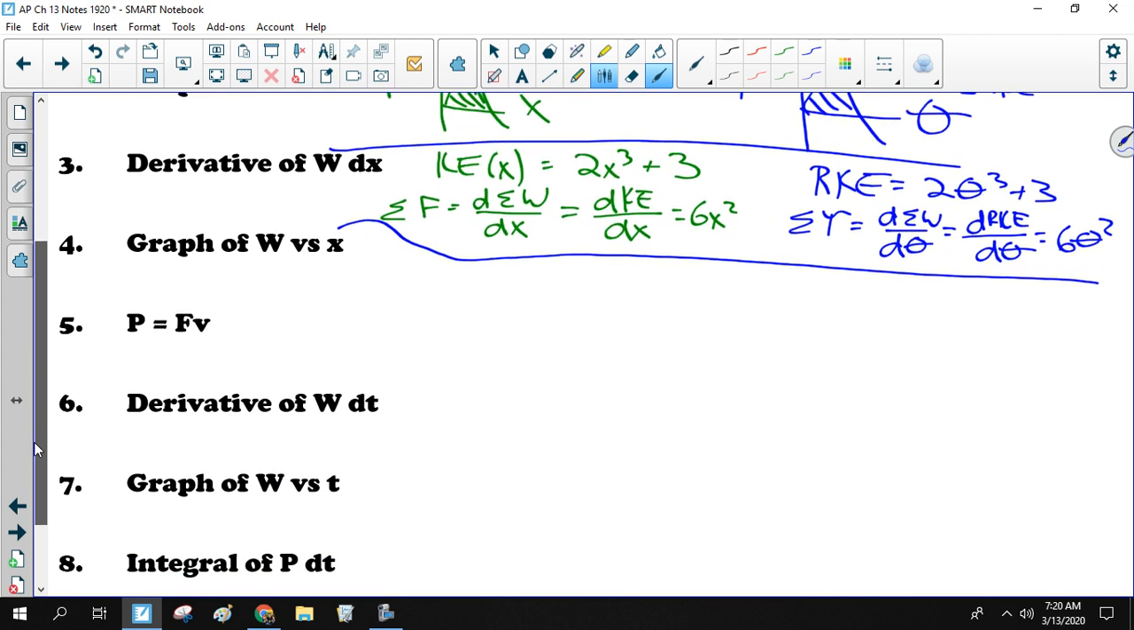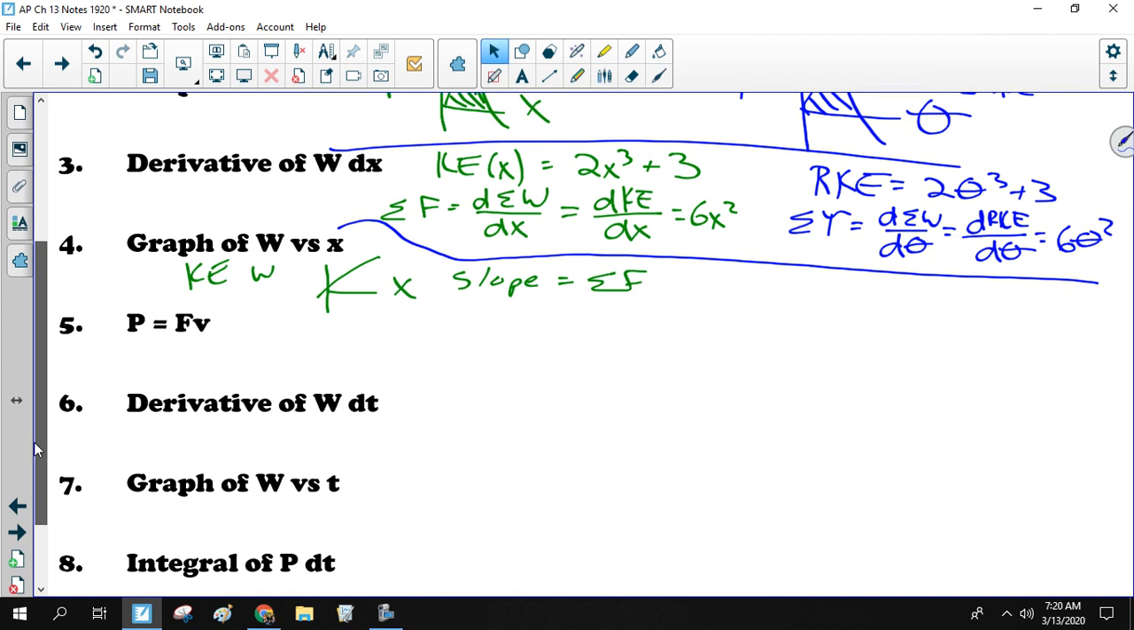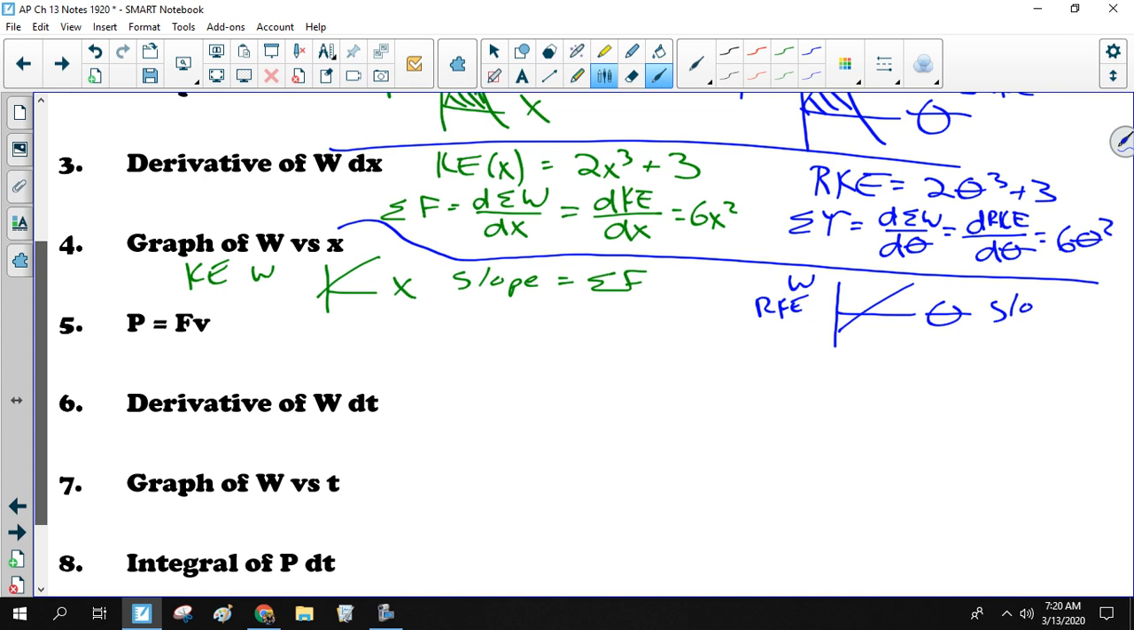All right, graphs. Let's see, so we learned that if you've got a work versus position graph or a kinetic energy versus position graph, then the slope is your net force, right? So angularly, if I give you a graph that is work or rotational kinetic energy as a function of position, then your slope is your net torque. Cool?